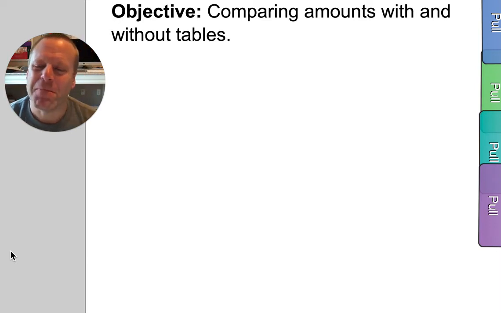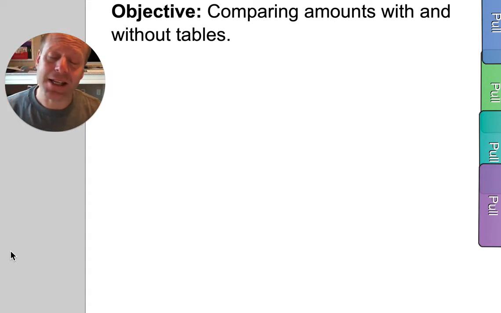Hey everyone! Our objective today is to be comparing different amounts of money. And we're going to do that a couple different ways. Sometimes they're going to give us a table to kind of look at to organize our thoughts, and other times they won't. So we're going to talk about which one is more, which one's less. We might even get three amounts and put them in order from least to greatest or from greatest to least.